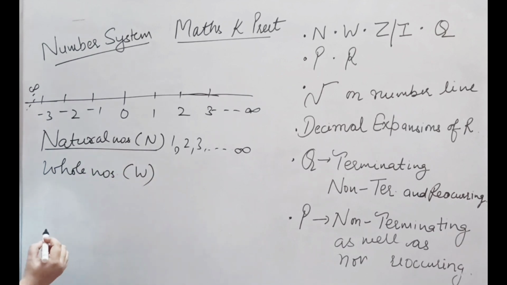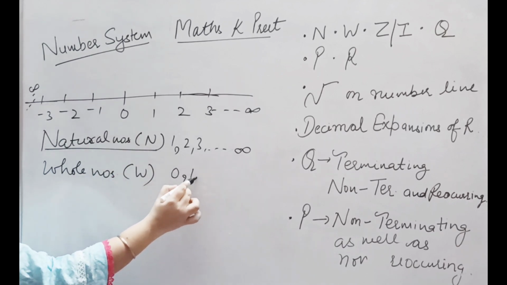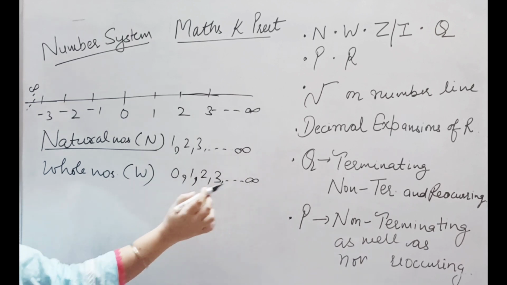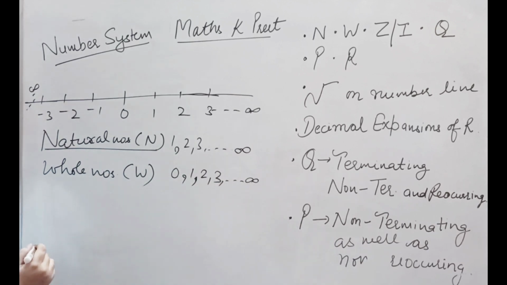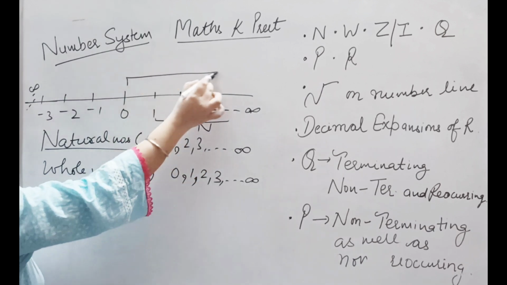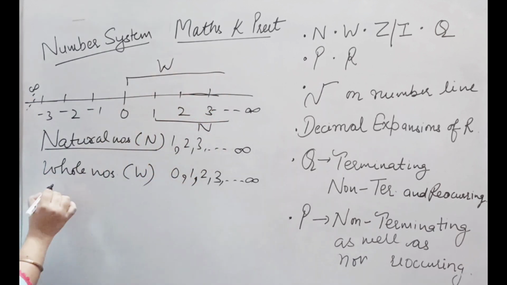Notation is capital W. So it includes 0 as well in the natural numbers. So 0, 1, 2, 3, so on are the whole numbers. So these are the natural numbers. Including 0, we will get whole numbers. Number third are the integers.